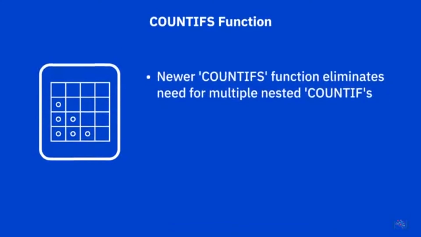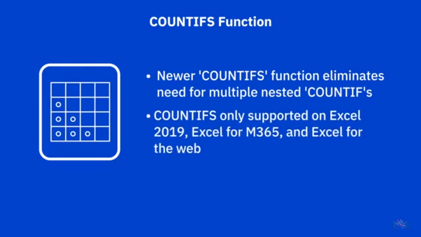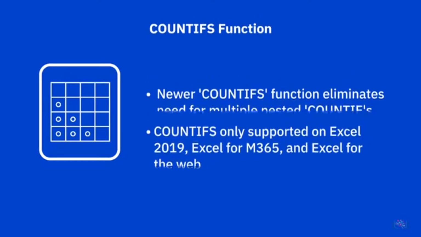There is also a newer function called COUNTIFs, which applies criterion to cells across multiple ranges to count the number of occasions where all criteria have been met. This removes the need to use multiple COUNTIF functions in a long and complex single formula. The COUNTIFs function is only supported on Excel 2019, Excel for Microsoft 365, and Excel for the web.